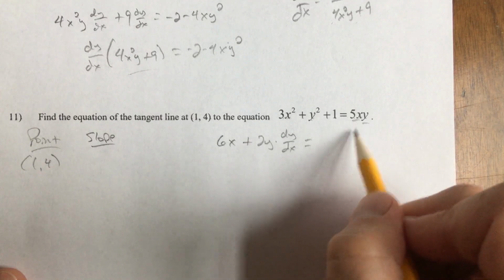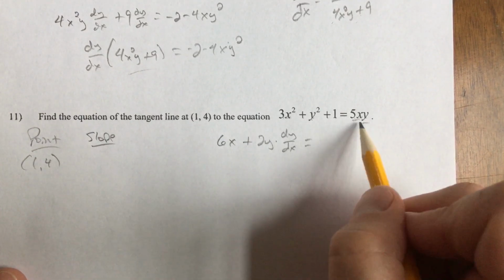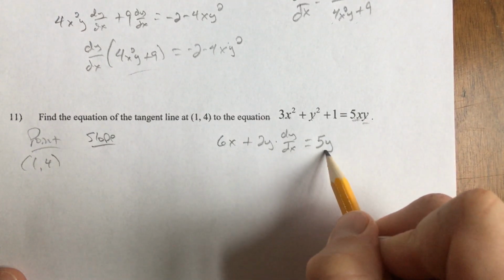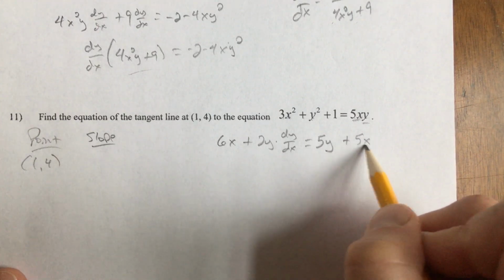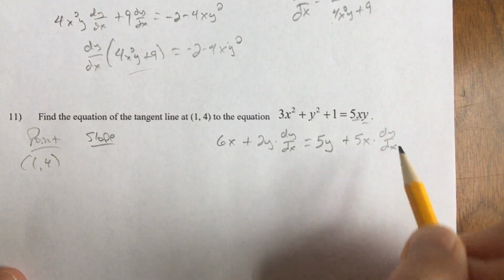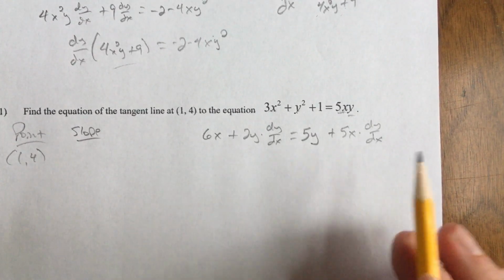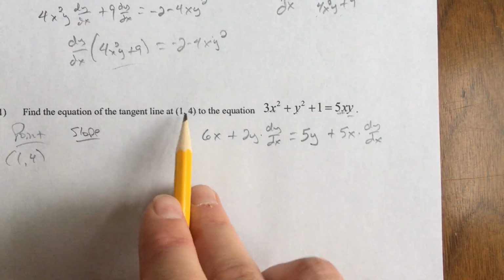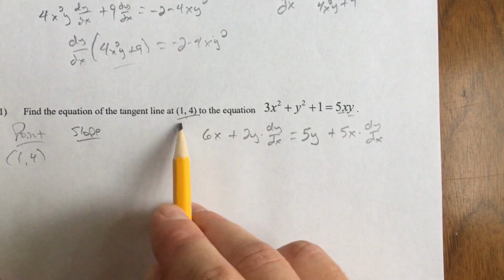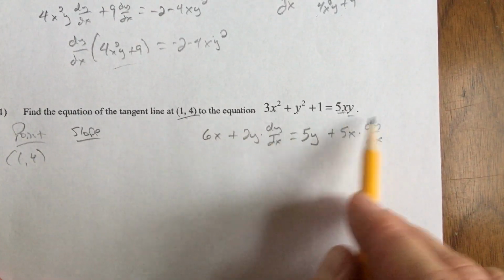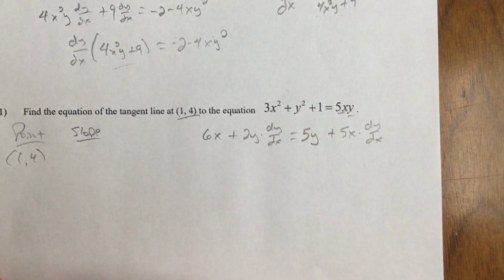This is going to be a product rule. I'm going to say 5x is one factor, y is the other. Derivative of 5x is 5. Keep y the same. Plus 5x times dy/dx. Now, instead of getting dy/dx by itself, which you're totally allowed to do, and then putting your point in, I like to put the point in now. I like to just go ahead and make x equal 1 and y equal 4 right now, and then solve for dy/dx like it's a variable.